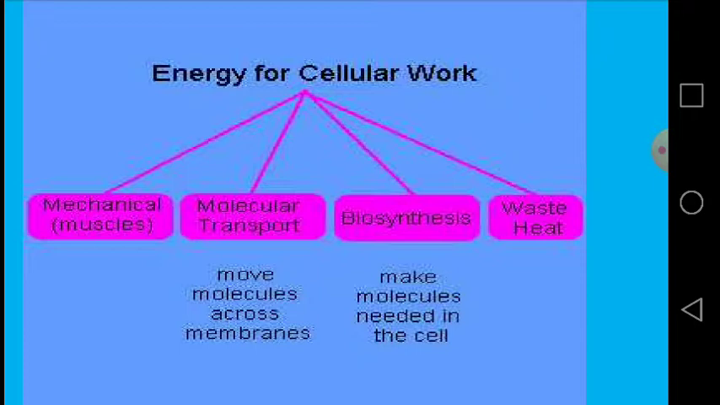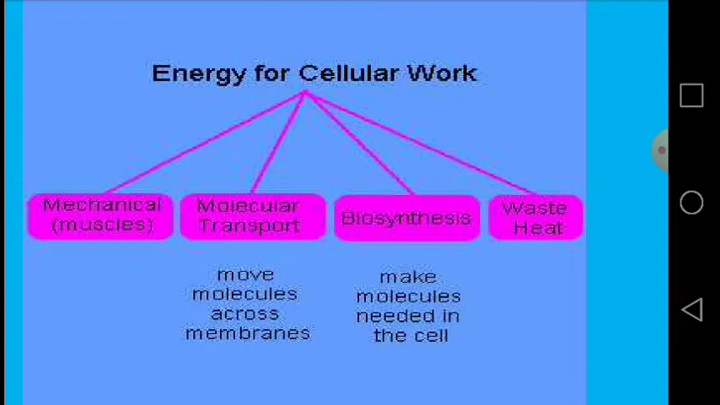We also require energy for active transport. The movement of ions and molecules into or out of a cell against a concentration gradient requires energy, and this energy comes from respiration. We also need energy for the passage of nerve impulses. Nerve impulses are electrical signals that move along a nerve fiber, and this is caused by active transport of ions into and out of the nerve cells.